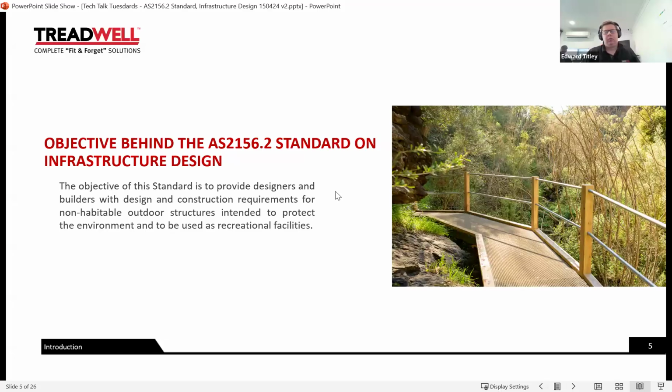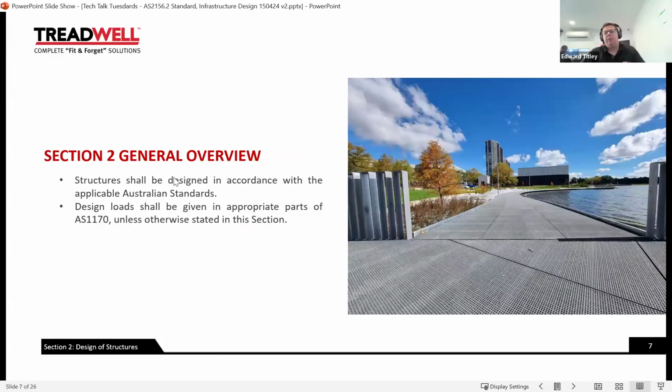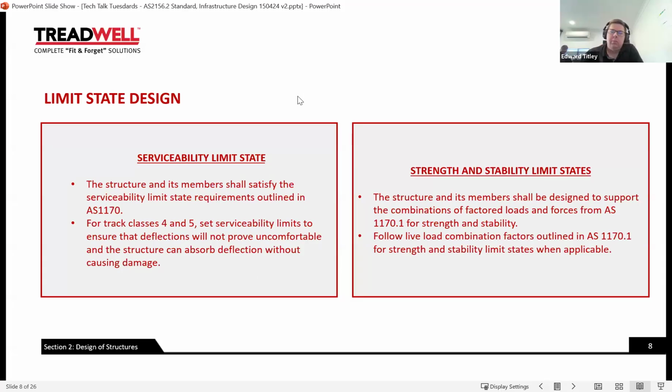So today we'll have a bit of a look at loading and a bit of a look at barriers and fall protection, that sort of thing. Firstly, section 2 of the standard is design of structures. Structures shall be designed in accordance with the applicable Australian standards. Design load shall be given in appropriate parts of AS 1170 unless otherwise stated in this section. So just draw your attention to that, as far as also being familiar with AS 1170, which I'm sure most of you are.